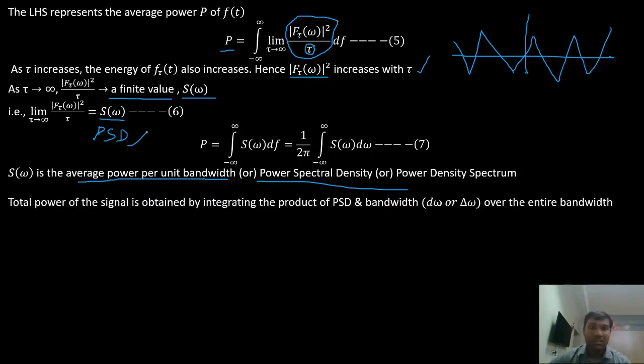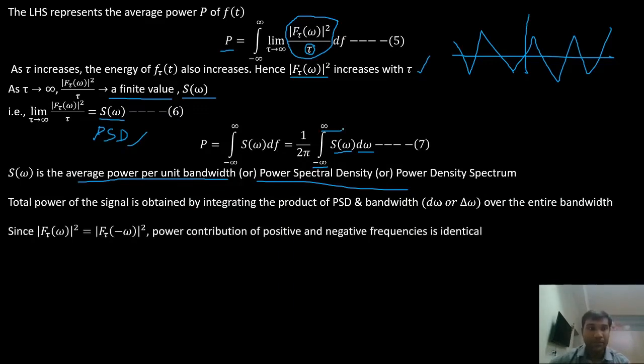Now the total power of the signal is obtained by integrating the PSD over the bandwidth. This is the PSD and this is the bandwidth of the signal. I am integrating over the entire bandwidth. That is how the total power of the signal is obtained.